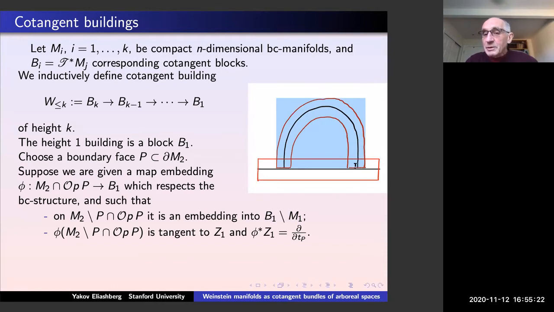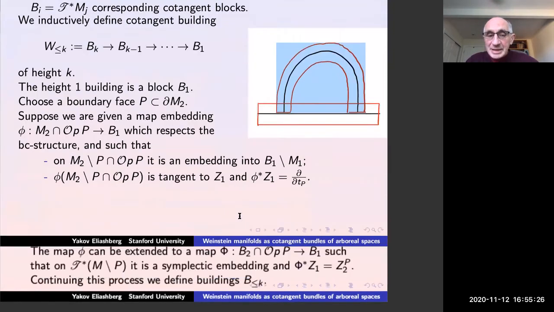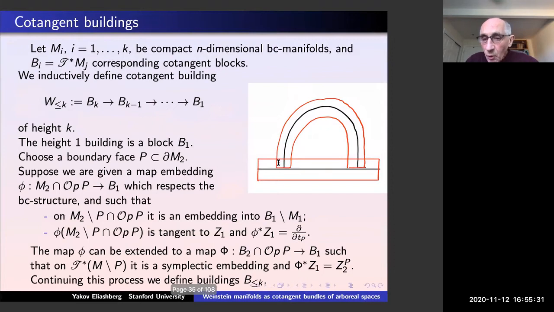And I want to extend this embedding to an embedding of the whole block, the whole neighborhood of this block near the boundary, in such a way that the pullback of the vector field Z1 would be the vector field Z_P of the second block. Remember, in this block B2, near the face P which I'm attaching, there exists a Liouville vector field which in the negative direction contracts everything to P. And I want this Liouville vector field Z_P in the second block to be exactly the one induced by the Liouville field Z1. So they coincide. And so this is a building of two things.